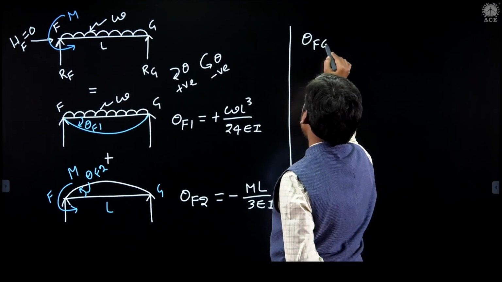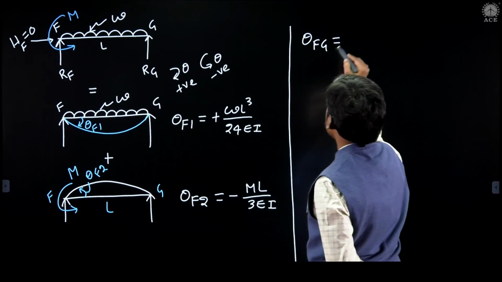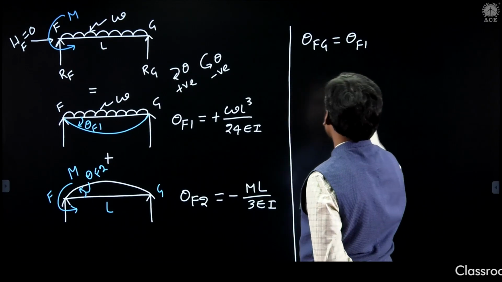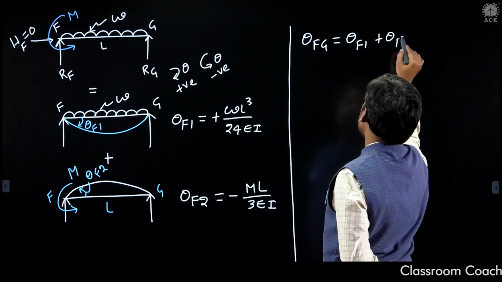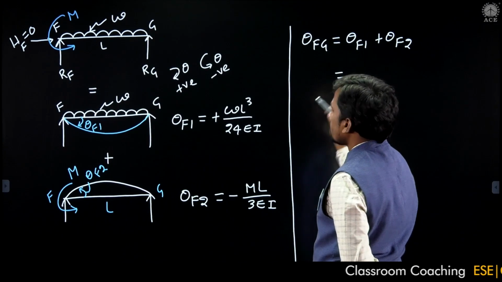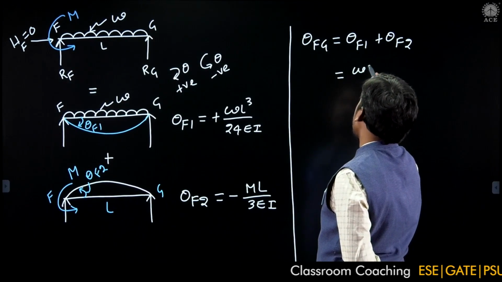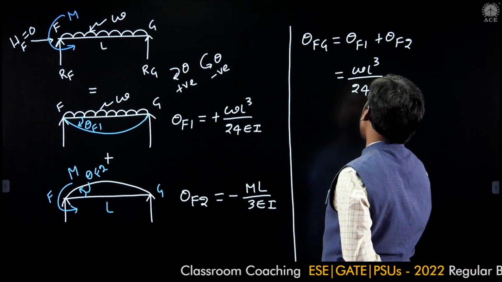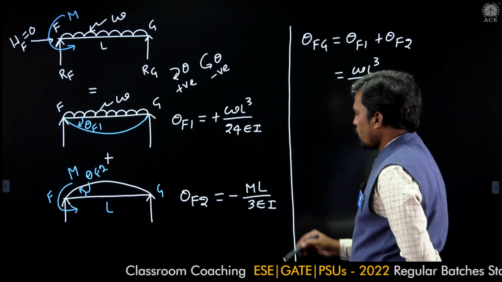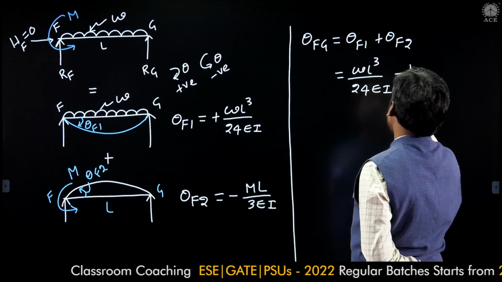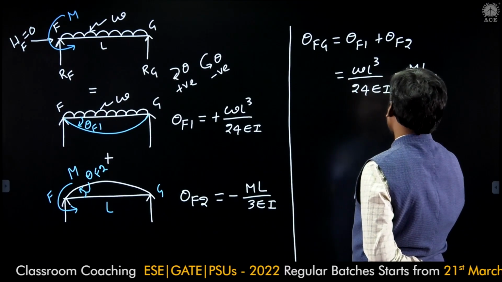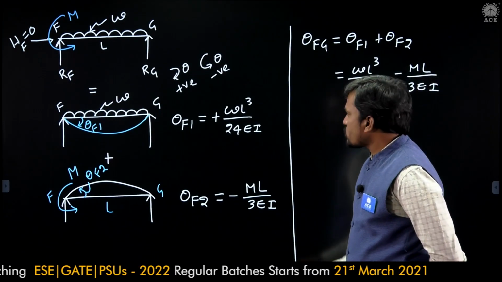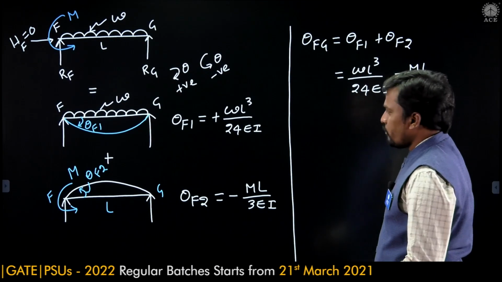Rotation in FG equals theta F1 plus theta F2. What is theta F1, please? WL cube by 24 EI, and theta F2 is minus, right? Then ML by 3 EI. So we got the rotation in member FG.